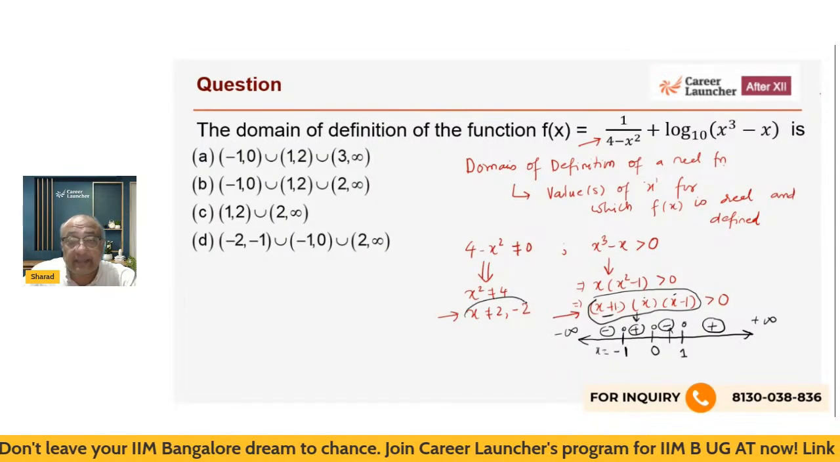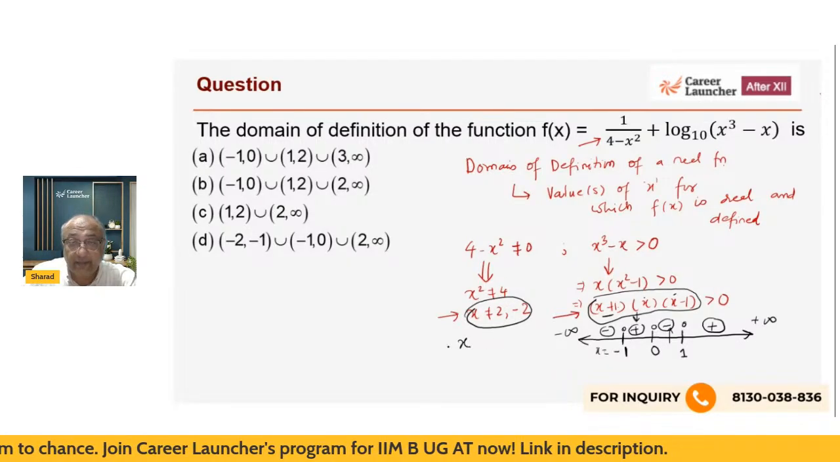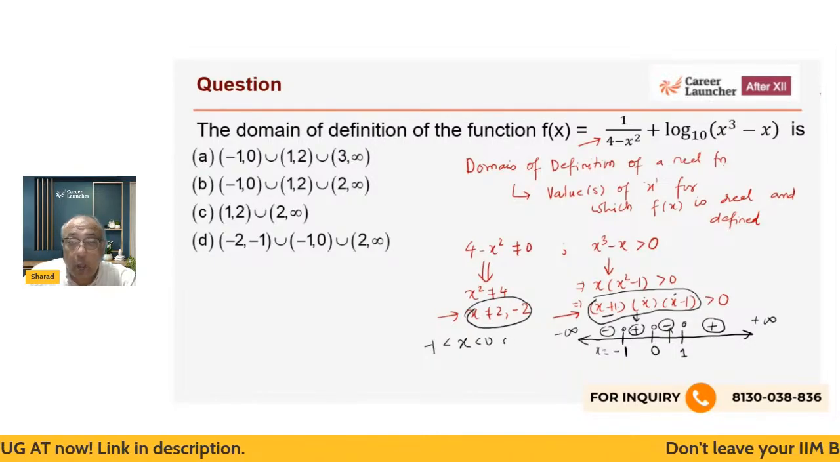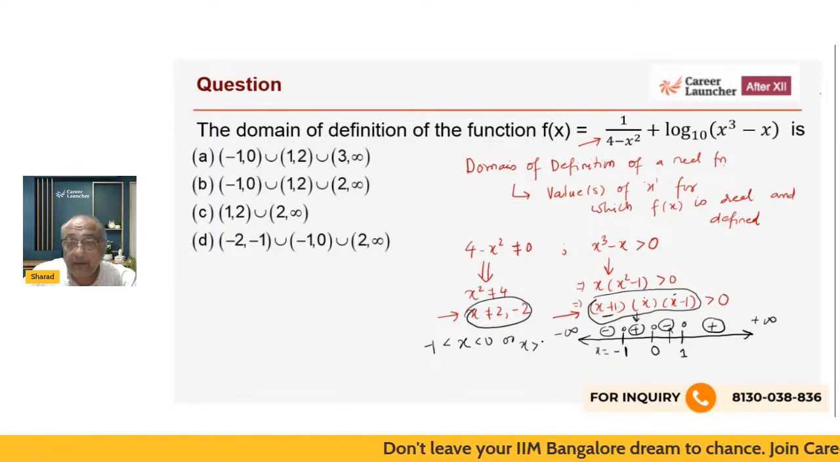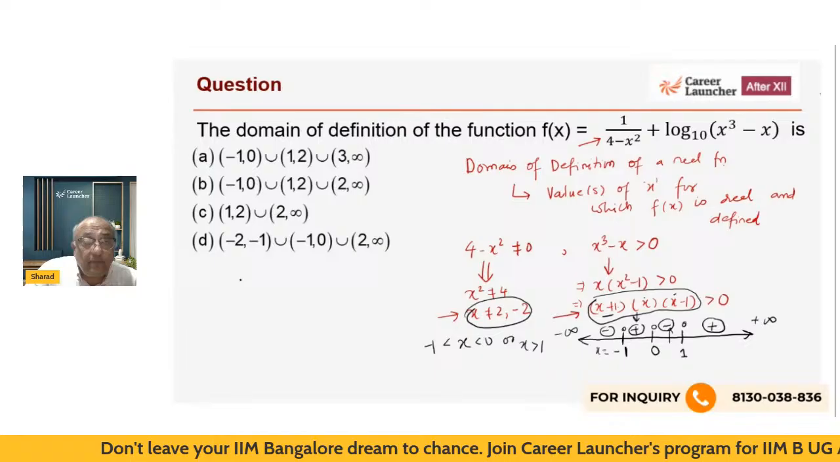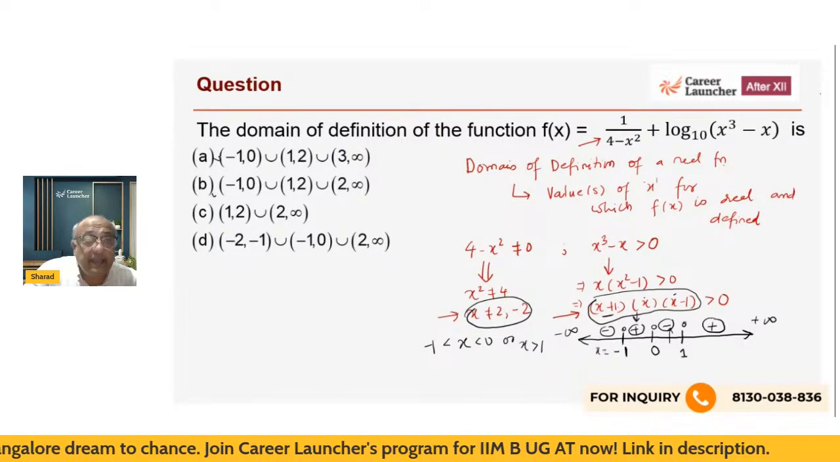Now let us combine this result. This is the first result and I'll write this result in black. x is between minus 1 to 0, or x is greater than 1. So what do we have? We have the first term minus 1 to 0. So this is either A or B.